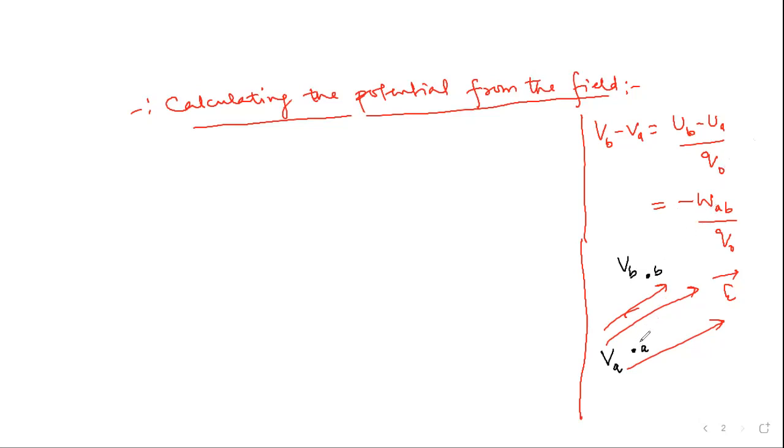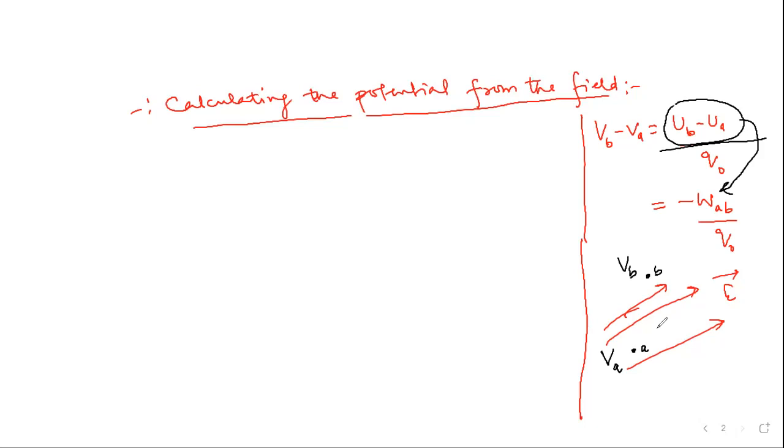And when you move test charge from point A to point B, there is a change in the potential energy of the system given by UB minus UA, which in turn is related to WAB, where WAB is the work done by the electric field when we take test charge from A to B. Right? So you move test charge from A to B, electric field does some work, that work is WAB, and this UB minus UA is the corresponding change in potential energy. VB minus VA is the potential difference between the points, right? So we will use this expression to calculate the potential from the field.